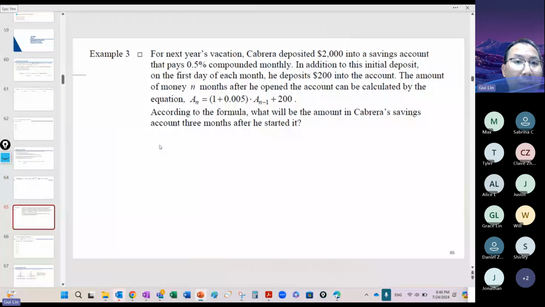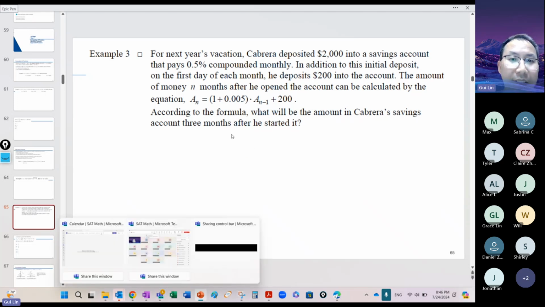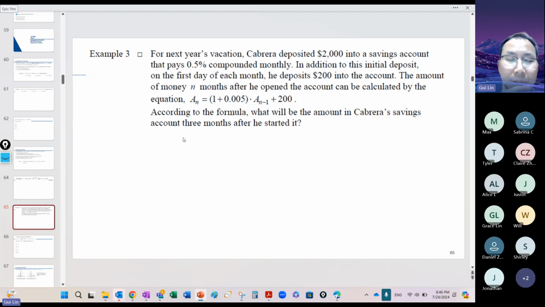All right, let's see a little bit more challenging part. I need someone to help me read it. Jonathan, are you there? Can you help me read this question? Make it a little bit louder, okay?